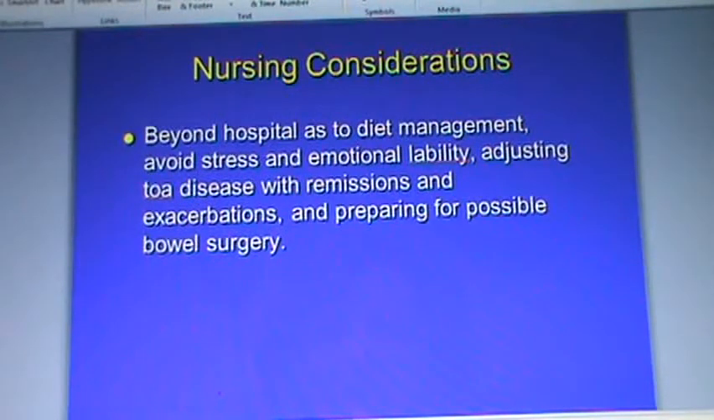Beyond hospitalization, as to diet management, avoid stress and emotional lability. Adjusting to your disease with remissions and exacerbations, and preparing for possible bowel surgery.